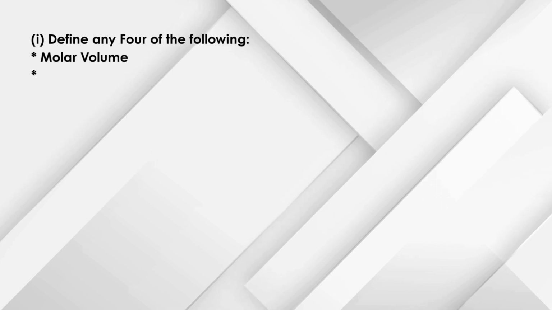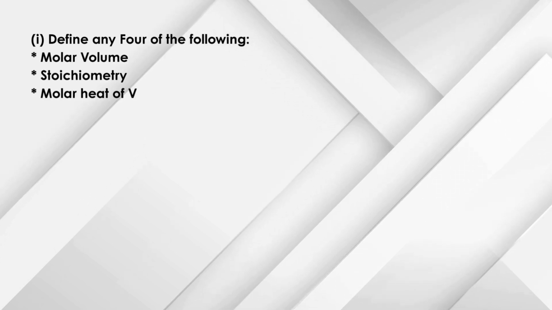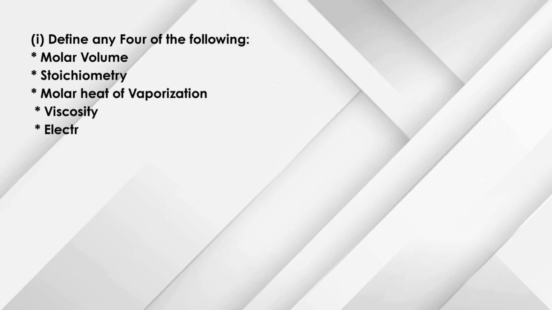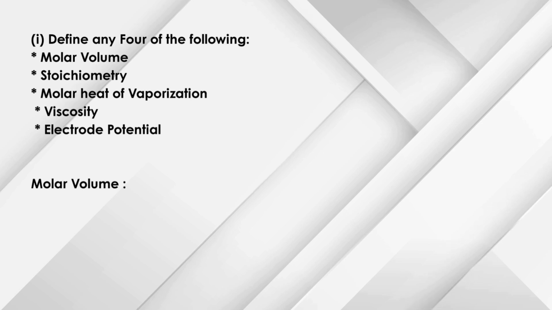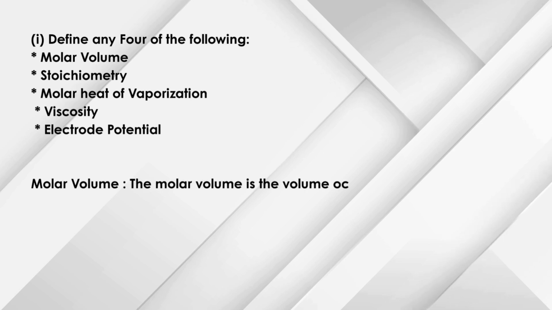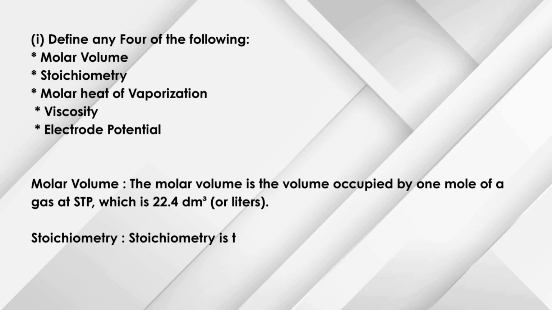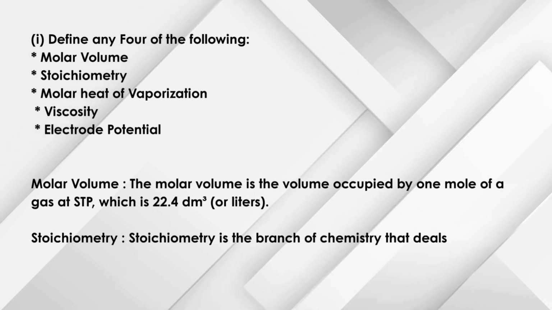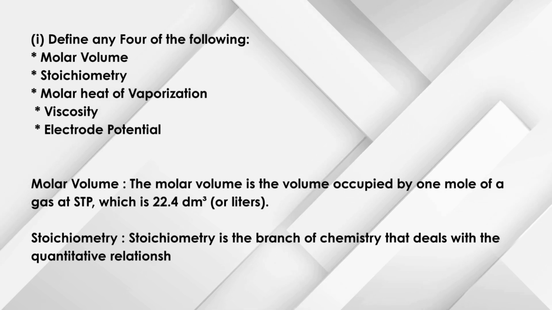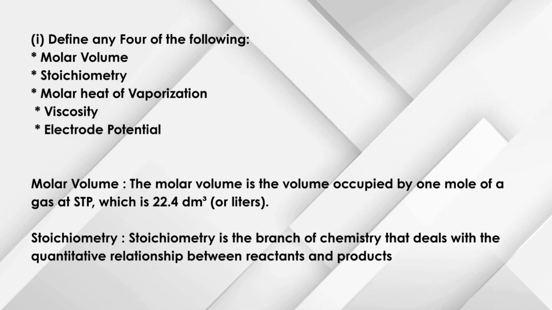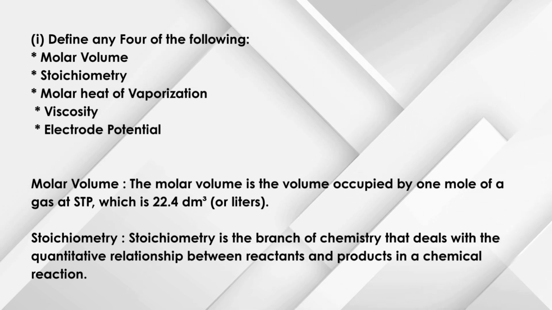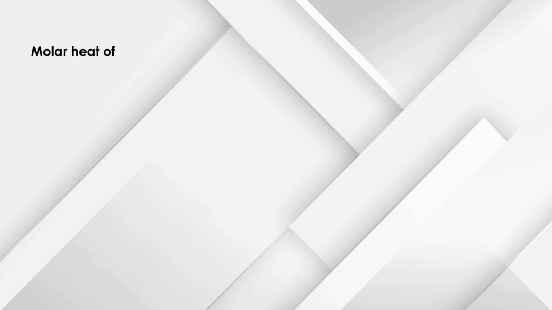1. Define any four of the following: molar volume, stoichiometry, molar heat of vaporization, viscosity, electrode potential. The molar volume is the volume occupied by 1 mole of a gas at STP, which is 22.4 cubic decimeters, or liters. Stoichiometry. Stoichiometry is the branch of chemistry that deals with the quantitative relationship between reactants and products in a chemical reaction. Molar heat of vaporization.